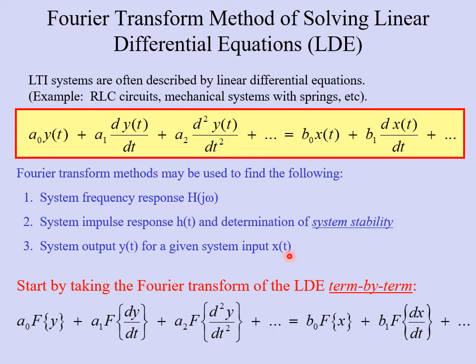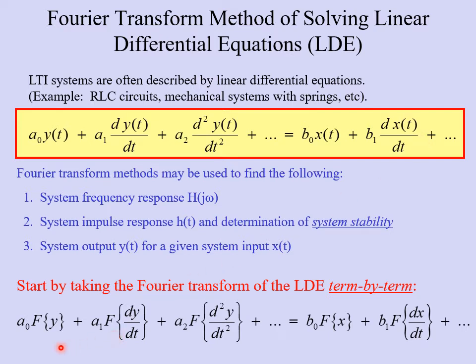What we're going to do is take the Fourier transform of the entire equation, term by term. In other words, we're going to take the Fourier transform of this term first, then add that to the Fourier transform of this term, then add the next term, and just keep going through the whole equation. So let's see what happens when we do this.